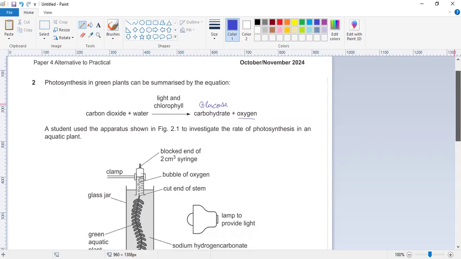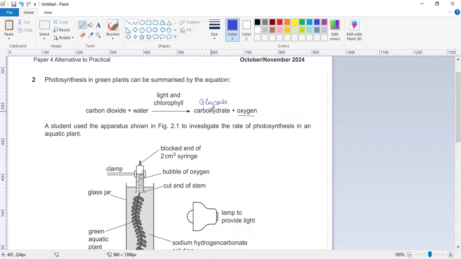So the ecosystem not only provides food for the plant, but also oxygen for the environment and for itself, because plants respire themselves as well. A student used the apparatus shown in figure 2.1 to investigate the rate of photosynthesis in an aquatic plant.